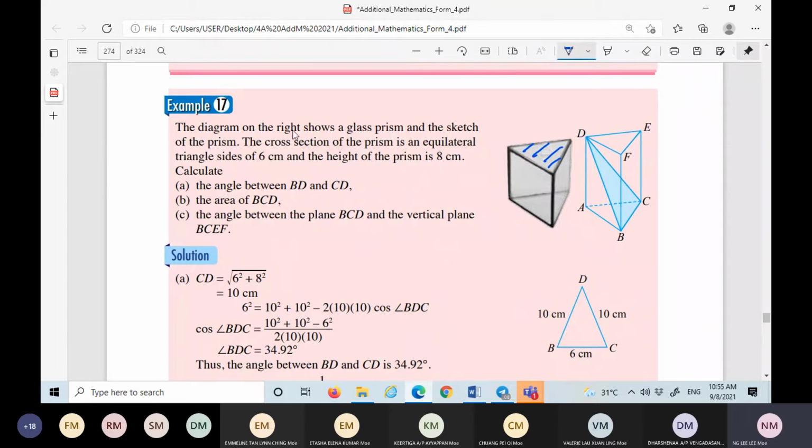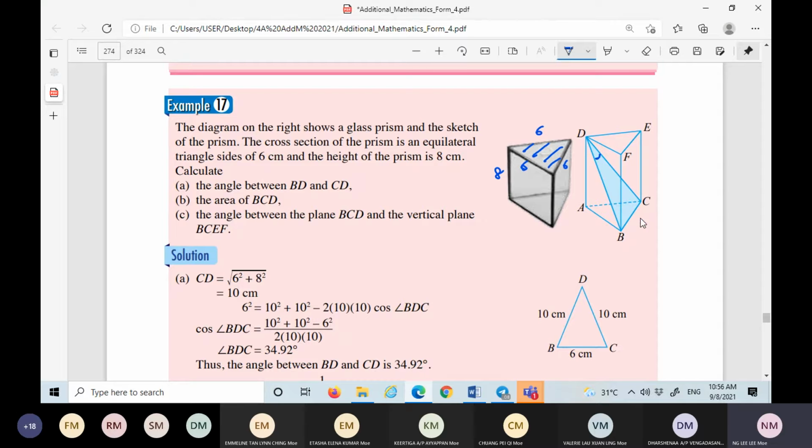The question says the cross section is an equilateral triangle with side 6 centimeters. So here 6, here 6, and here 6. The height of the prism is 8 centimeters. If here is the cross section, then here will be the height, so here is 8. Calculate the angle between BD and CD. BD is this line, CD is this line. So the angle between them means they want us to calculate this angle.